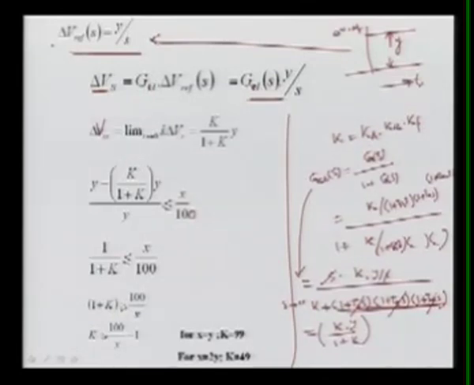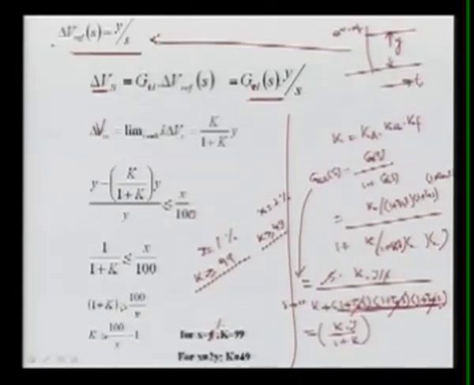Now let's suppose x is equal to 1%. So how much are we getting for 1%? The k should be 99. So x is equal to 1, and then we are getting k must be greater than or equal to 99. Now if we go for x is equal to 2%, 100/2 − 1 is 49, so k must be greater than 49.